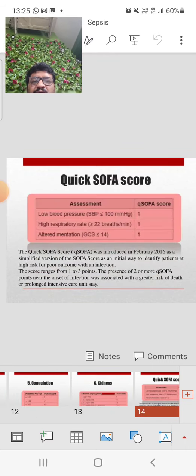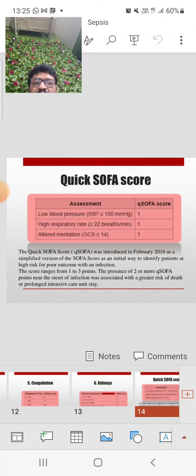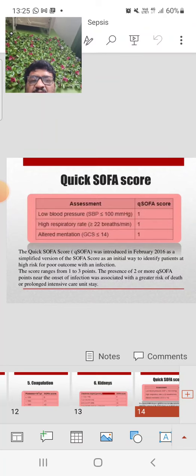Now, something about the quick SOFA score. If the blood pressure is low, less than 100 mmHg, the score is 1. High respiratory rate, the score is 1. Altered mentation, Glasgow Coma Scale less than 15, then it is 1. The quick SOFA score was introduced in February 2016 as a simplified version of the SOFA score, as an initial way to identify the patients at higher risk for poor outcome with an infection.